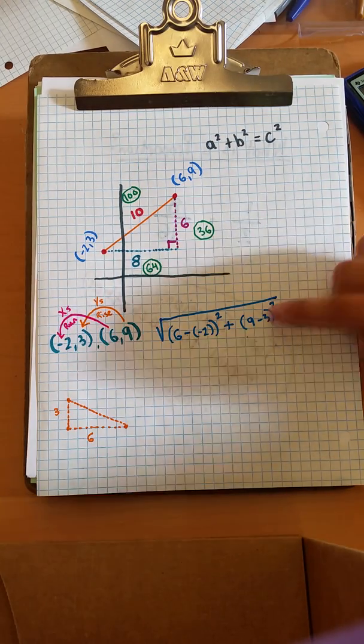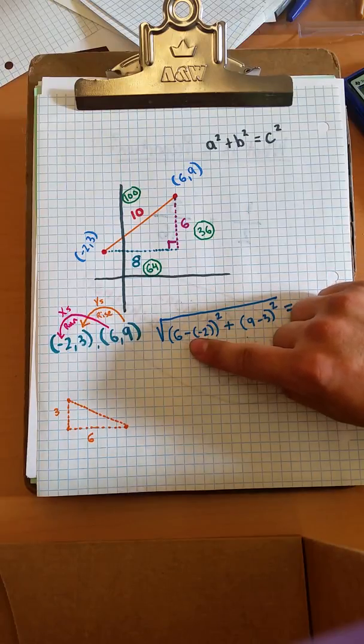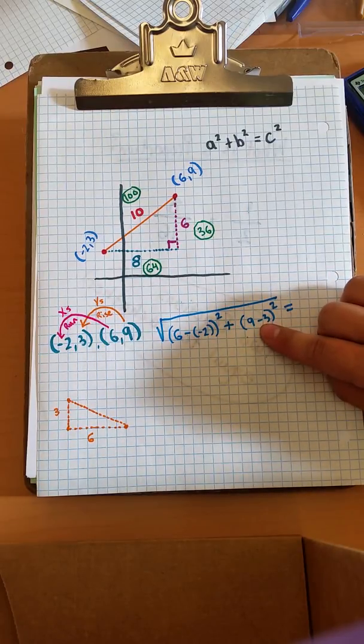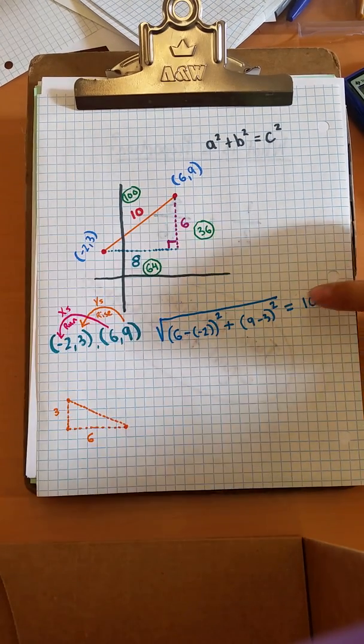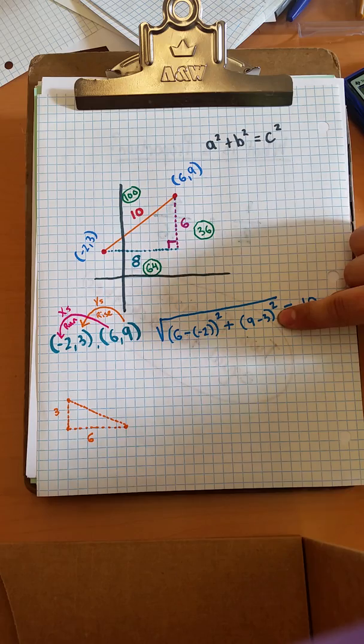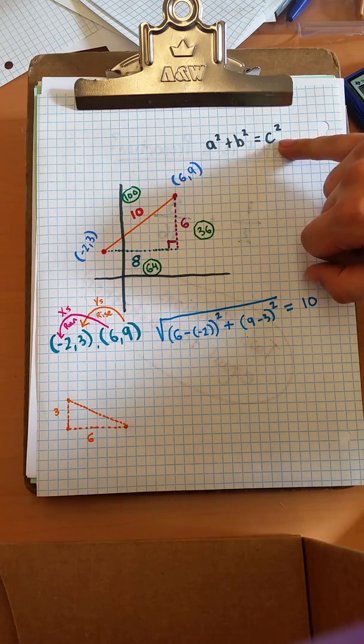So if we take the square root of our x's subtracted, squared, and our y's subtracted, squared, we'll end up with the distance. This is just a switched around version of the Pythagorean theorem using coordinate points.